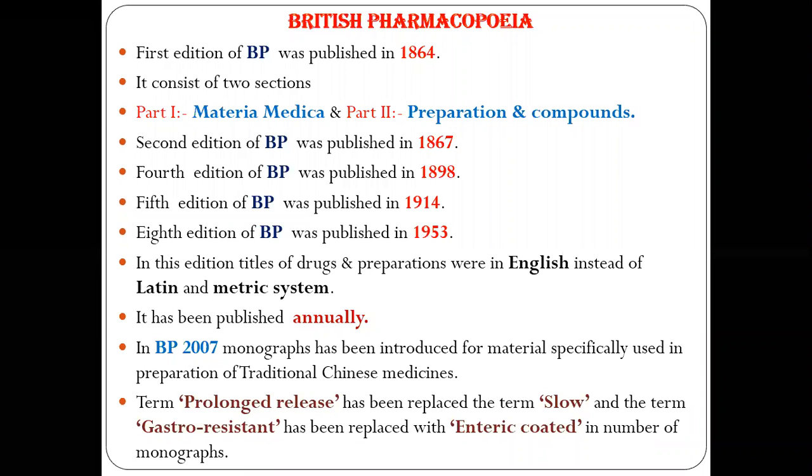So in the edition, titles of drugs and preparations were written in the English language only, and they had the metric system for the determination of units like kilogram, milliliter, centimeter. Then their pharmacopoeia used to be published annually. Then the British Pharmacopoeia 2007 was also published. And they had very specific ingredients and knowledge of Chinese medicines also. Also, they added information on prolonged release drugs, slow release drugs, as well as retention drugs.